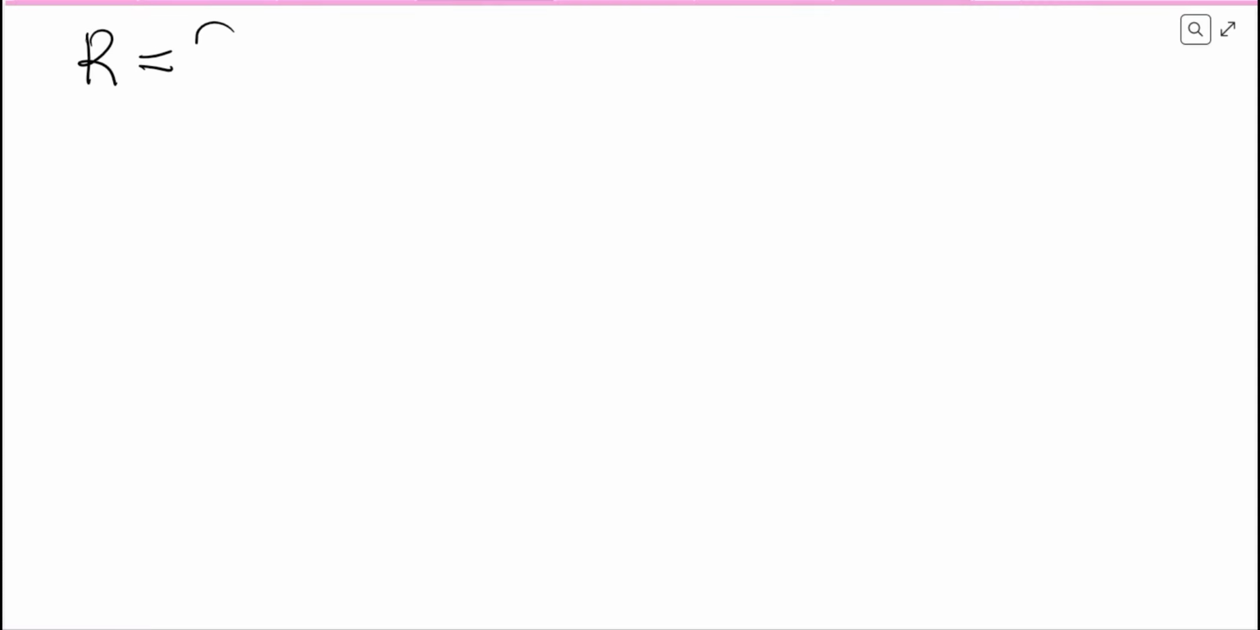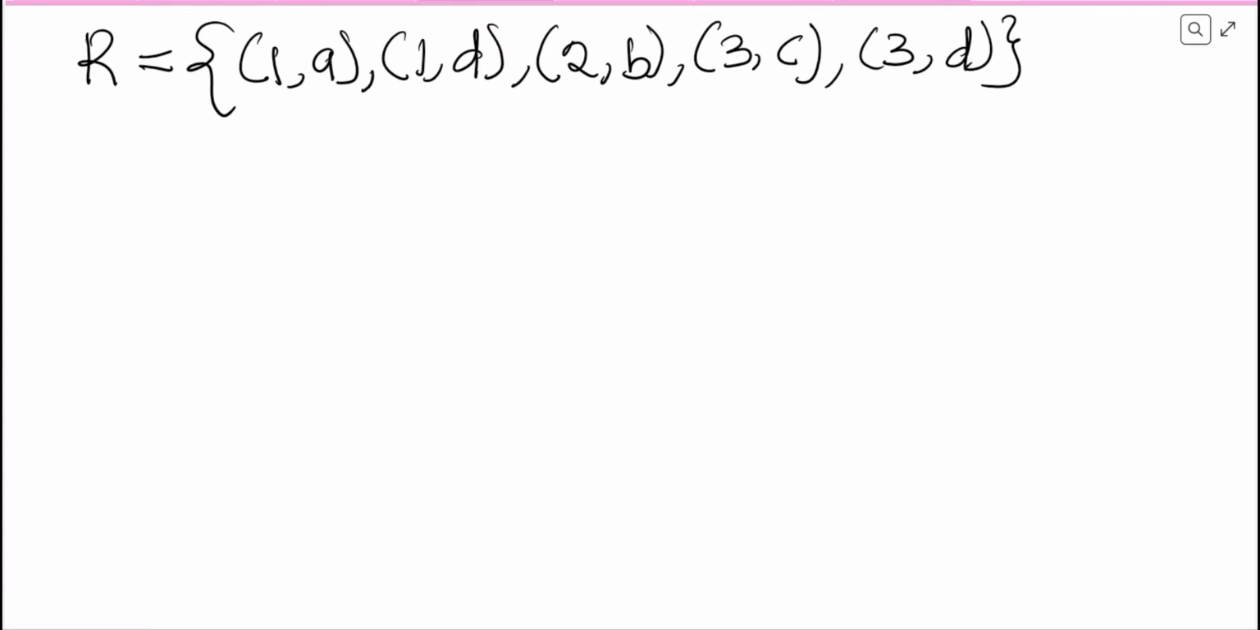Nice. Let's take one more example on the matrix. Assuming we have R given as 1A, 1D, 2B, 3C, 3D, go ahead and draw the arrow diagram for this relation and the matrix representation for this same relation.